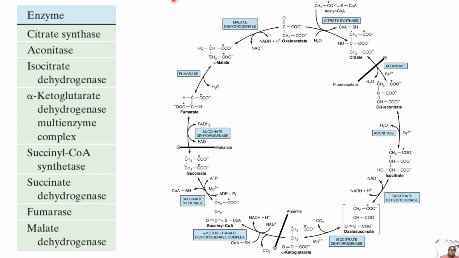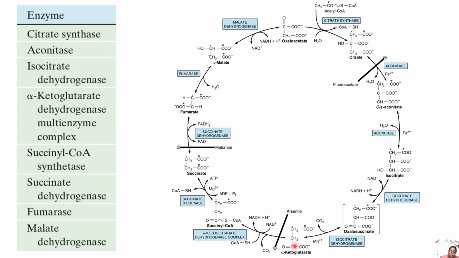These are the enzymes of the citric acid cycle. Citrate synthase adds acetyl-CoA and oxaloacetate together to form citrate. Then aconitase converts citrate to cis-aconitate, and aconitase again converts cis-aconitate to isocitrate. Then isocitrate is converted to oxalosuccinate by isocitrate dehydrogenase, and oxalosuccinate gets converted to alpha-ketoglutarate, again by isocitrate dehydrogenase.